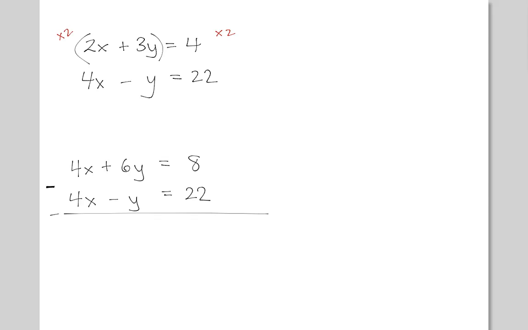And then I always like to read this in my head. 6 take away, so 6 subtract a negative. What happens when you subtract negatives? You add. So this is 6 plus 1. This is 7y. And then 8 take away 22. Thinking that's negative 14. Divide both sides by 7. Y is negative 2.